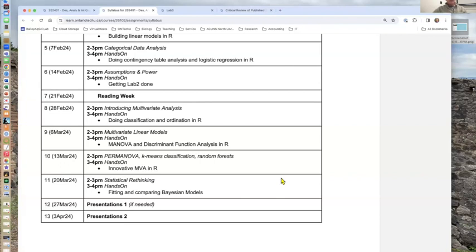As I said, rather than doing the classification ordination piece in the hands-on section, I'm just going to use the hands-on today to get lab two done. Any issues with that? If you're not having issues with lab two, feel free to check out. We'll solve everybody's problems with lab two in that second hour. It might be a little less than an hour, depending on how long it takes me to do a couple of modules of multivariate.